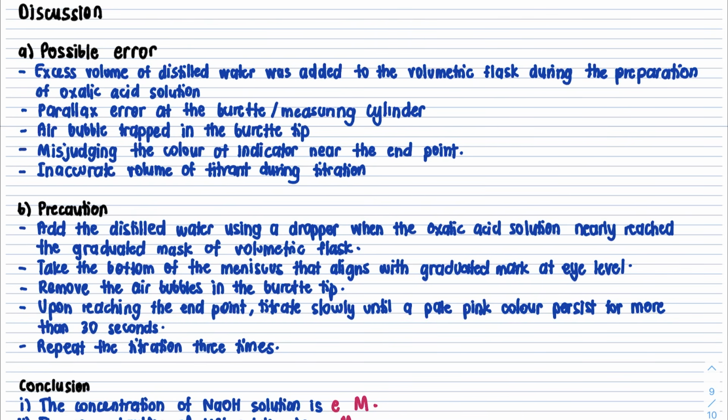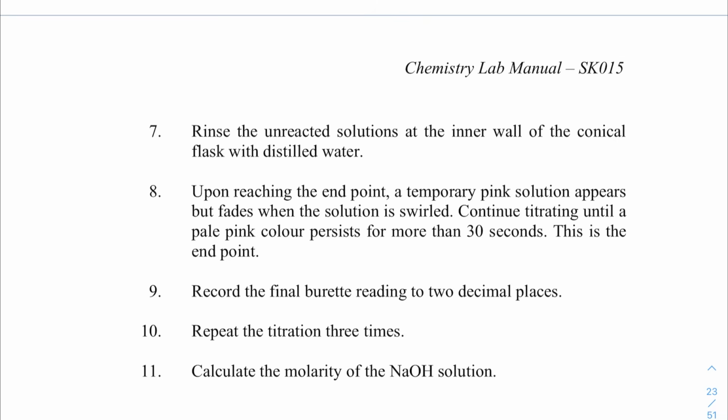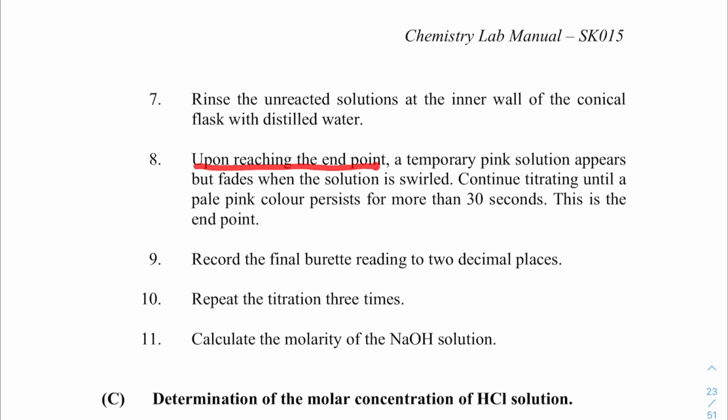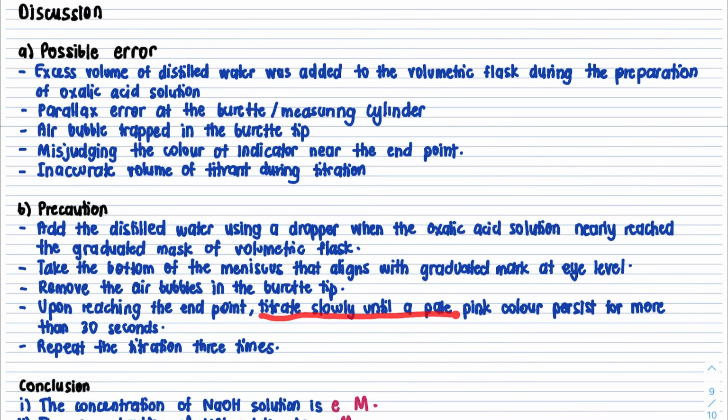Okay, so this is actually based on the procedure itself. So, jom kita tengok. So, here, step number 8. Upon reaching the endpoint, the temporary pink solution appears but fades when the solution is swirled. Okay, so selalunya kat sini yang masalahnya kan. And then, continue titrating until a pale pink colour persists for more than 30 seconds. So, maknanya memang kamu kena buat slow just to make sure you get the pale pink. Okay, selalunya kat sini yang senang kita nak overshoot. So this is actually kat sini lah how to overcome this error. Titrate slowly until a pale pink colour persists for more than 30 seconds.